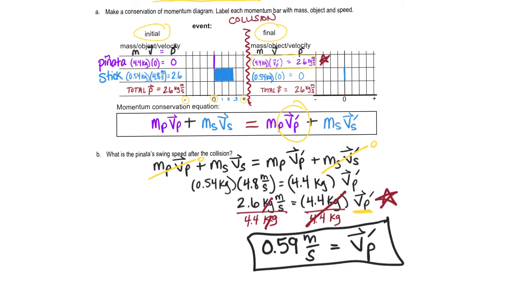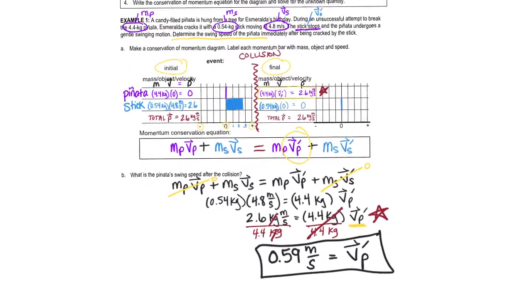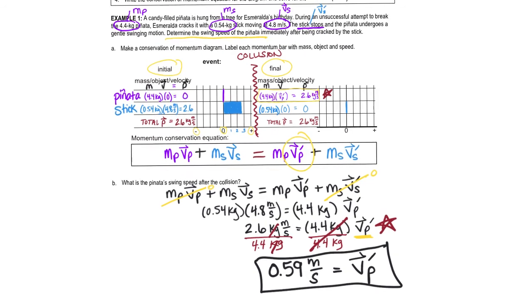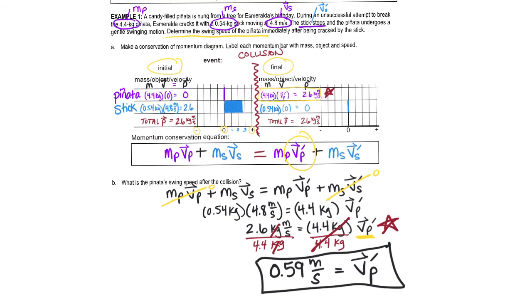And make sure you always box your answers. You would show all of your work. And let me just get this so that you can see the whole problem in one place. And that's how you would do a simple elastic collision problem with a momentum bar graph, a momentum conservation equation, and solving for an unknown variable using your conservation of momentum equation.